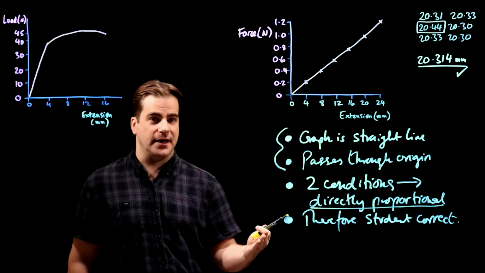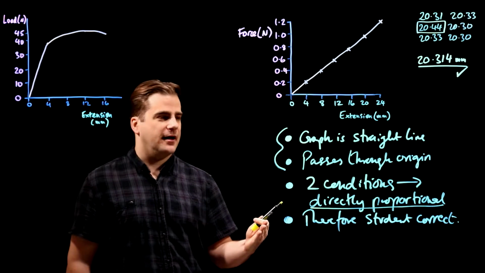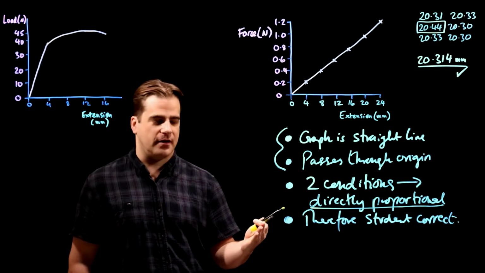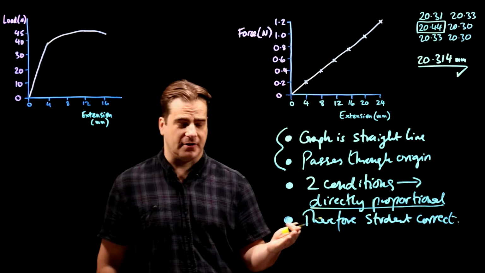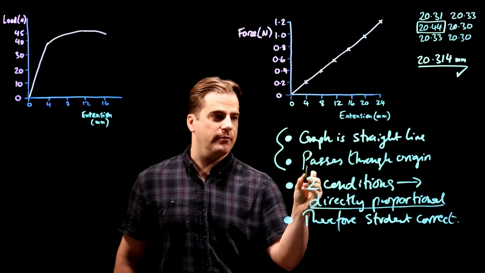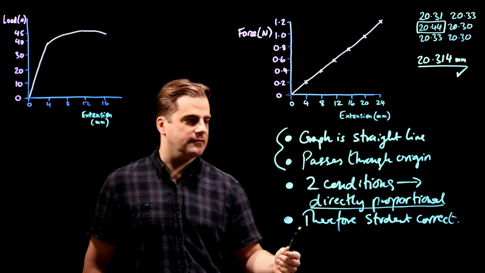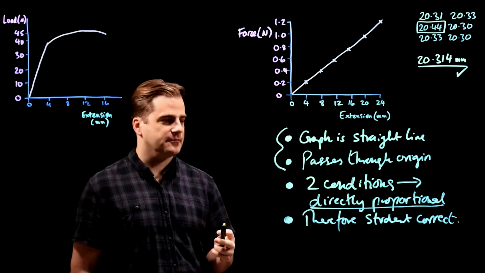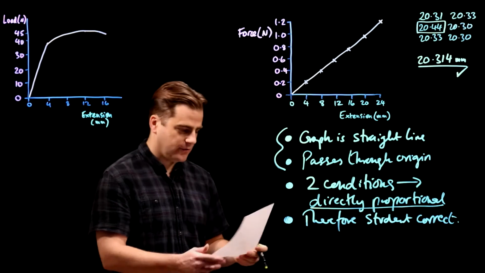Necessary and sufficient means it's just a slightly smart-ass way of saying you need to have both of them, but you don't need any more conditions to be directly proportional. Okay, let's move on.